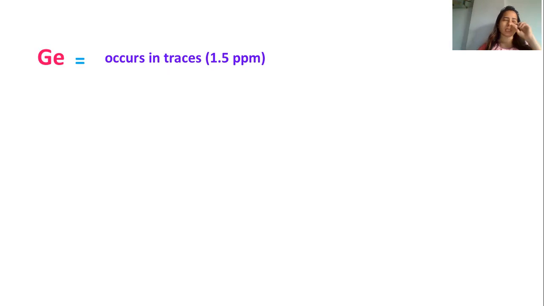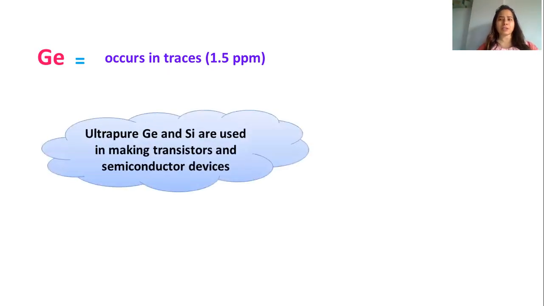After silicon, we have germanium. Germanium is an element which is found in very, very small quantity. You can see the quantity found in the Earth's crust is very less, that is 1.5 ppm, parts per million. And we say ultra pure germanium and ultra pure silicon. They are mostly used for making transistors and semiconductor devices.